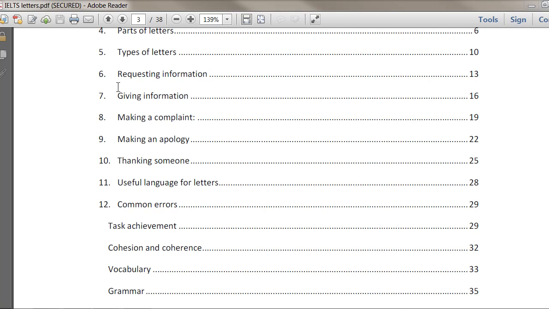Okay, so there are other types of letters in this ebook. I've tried to think of all the common types of letters that get asked, and then give you a model of each type of letter, giving you language that you can use for each type of letter. Let's just have a look at a couple of common errors, and then I think we'll stop this video. But it's worth having a look at a couple of the key issues.